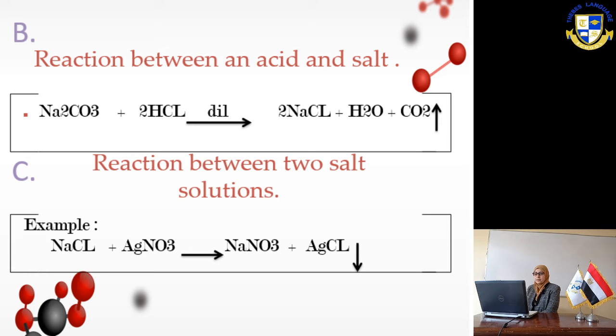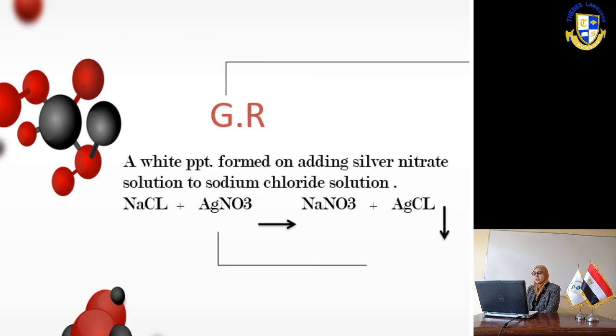Slide number 13. Give reason: a white precipitate formed on adding silver nitrate solution to sodium chloride solution. Here we are going to write the equation. Sodium chloride and silver nitrate give sodium nitrate and AgCl, which is the white precipitate. Slide number 14.